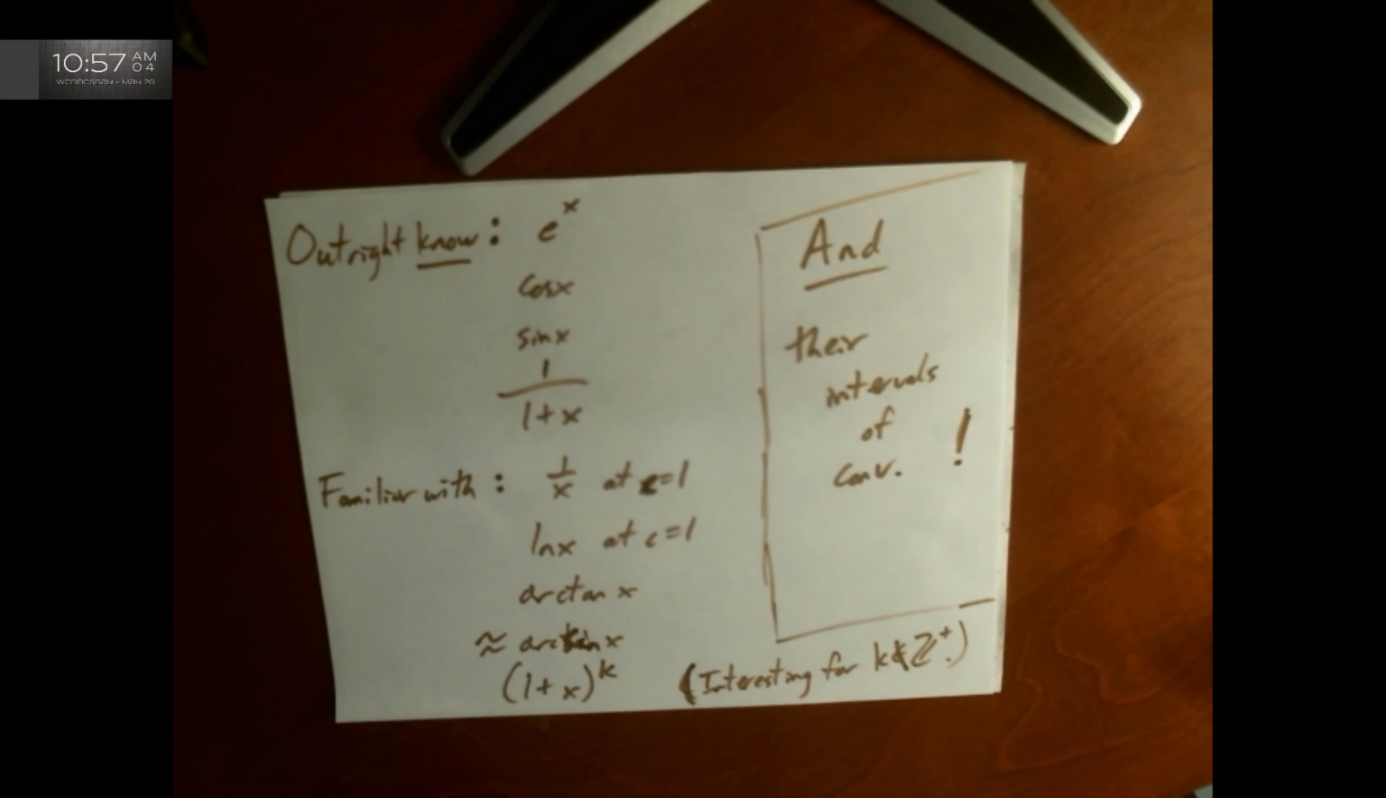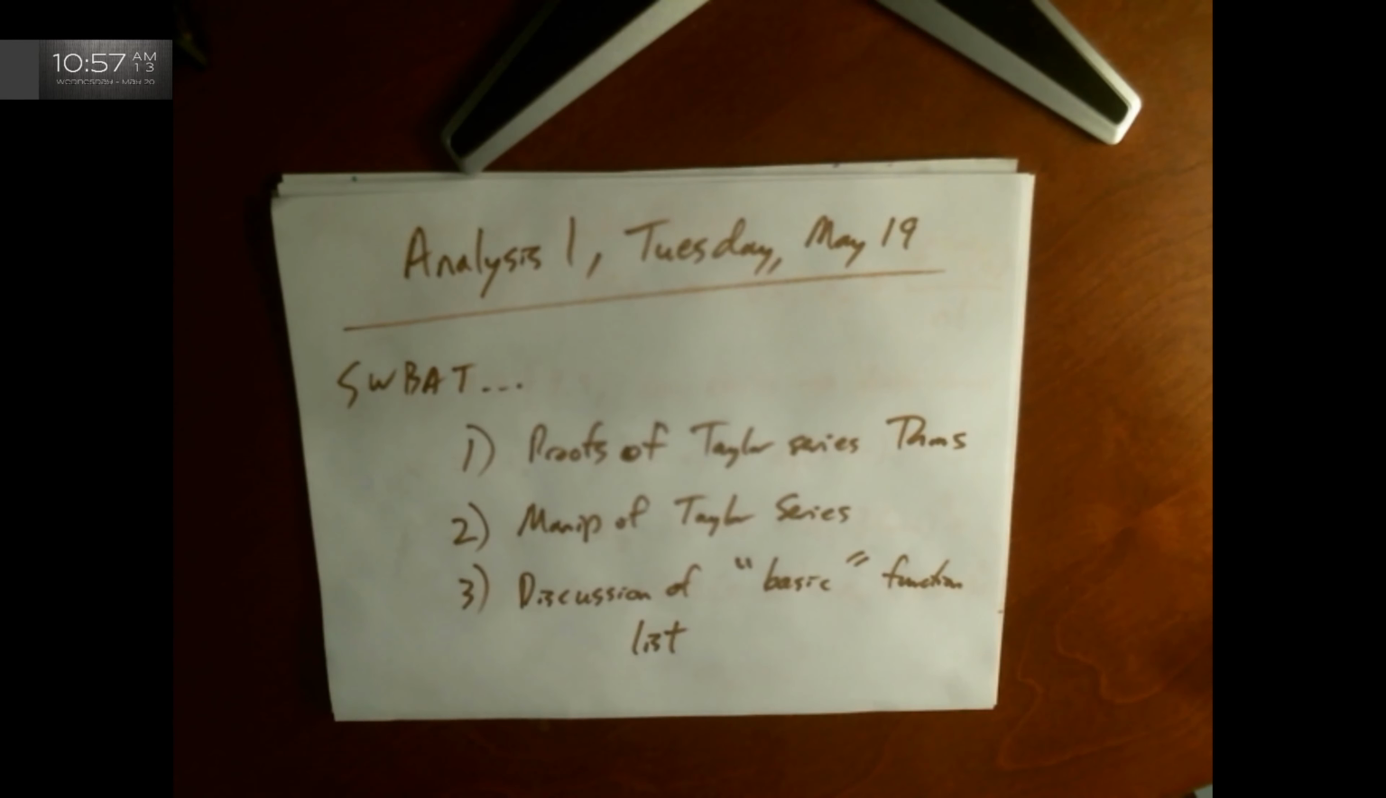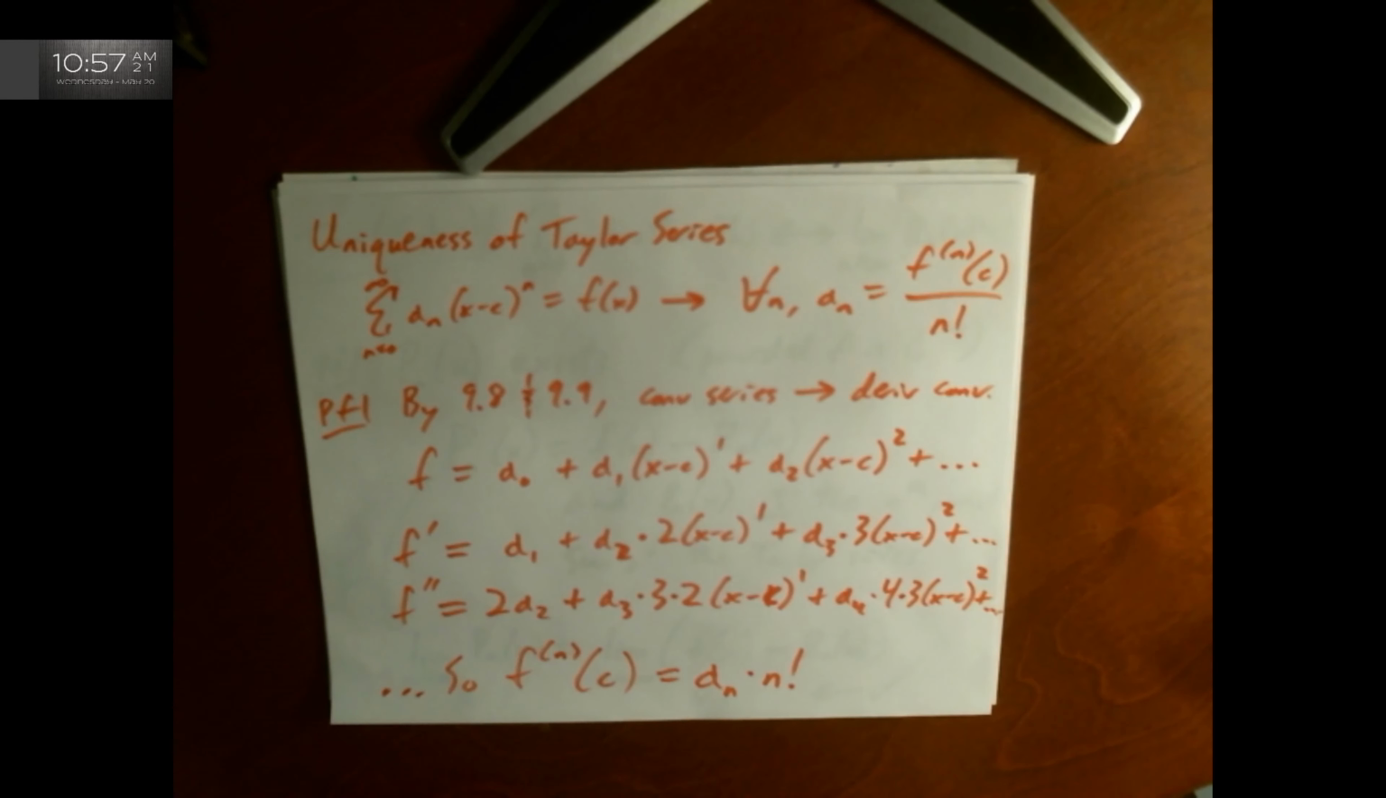That's it for the day. So, recap. We've wrapped up 9.10. Today we talked about proofs of two theorems, we manipulated Taylor series, and we talked about what you should know from this, right? What should be part of your toolkit. Uniqueness of Taylor series with its proof. We just literally did derivatives and plugged in c's.